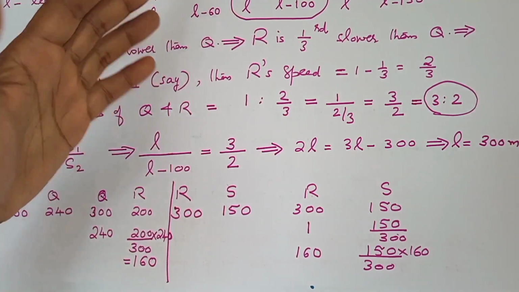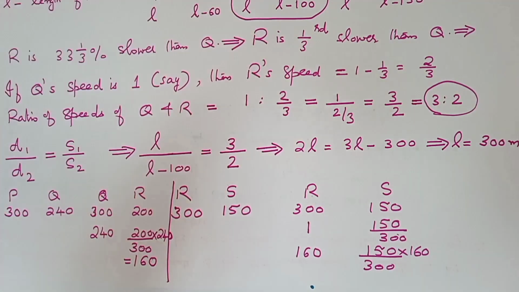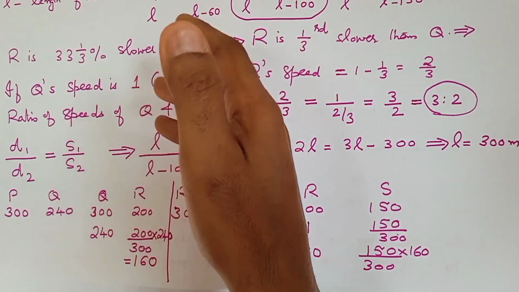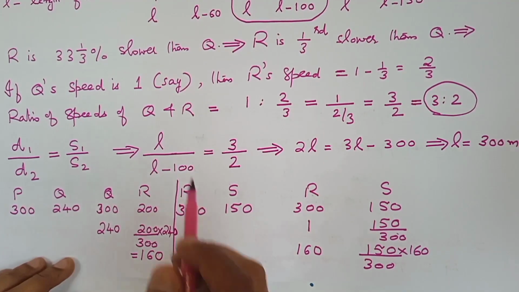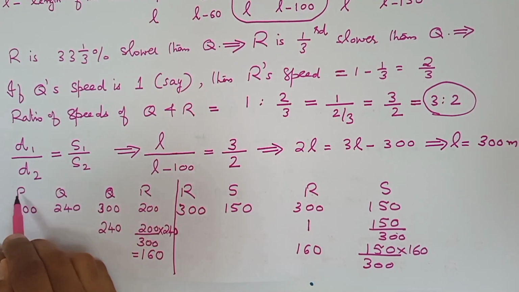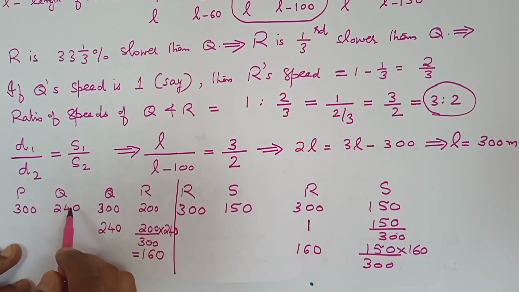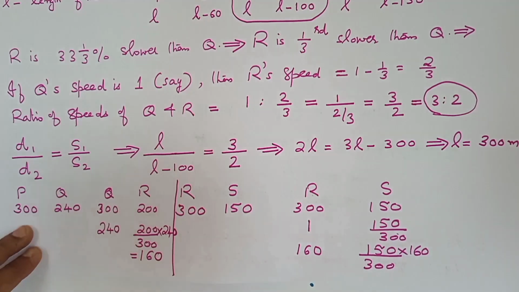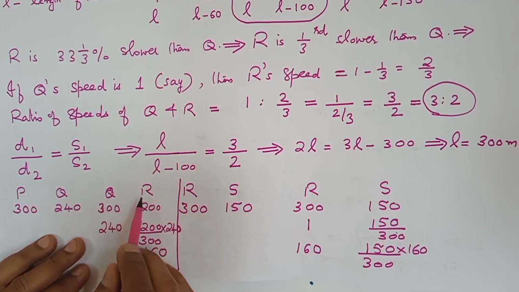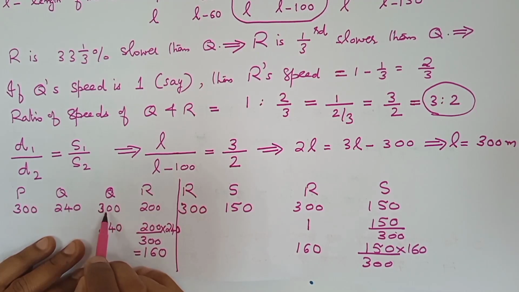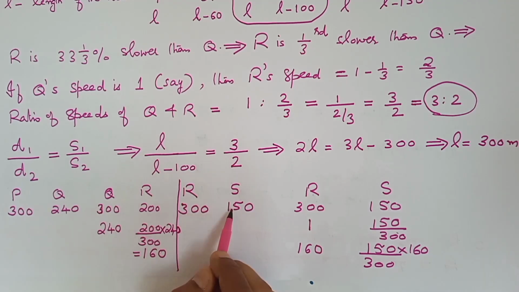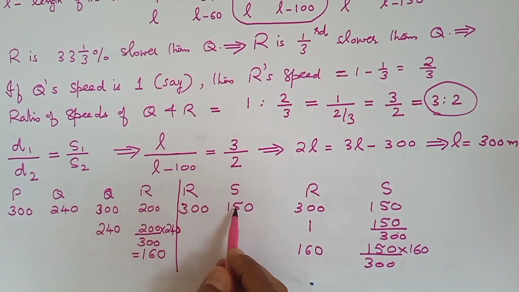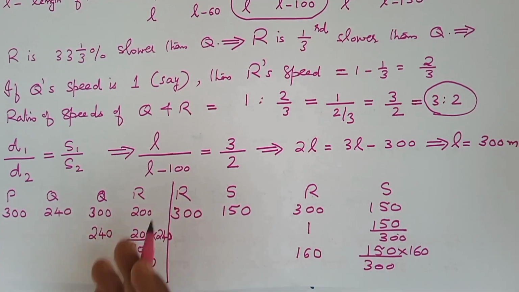Go back to the problem and take a close look at it. I can't show you that in the video. So for you to follow the discussion of the solution further, take a look at the problem again. Now we have written that P covers L, Q covers L minus 60. Put L equal to 300, you get this. Similarly, Q covers L, R covers L minus 100. Substituting L equal to 300, you get this. Similarly, R covers 300, S covers 300 minus 150. So 150. So this is what you get by substituting L equal to 300 meters in the solution we had started with.